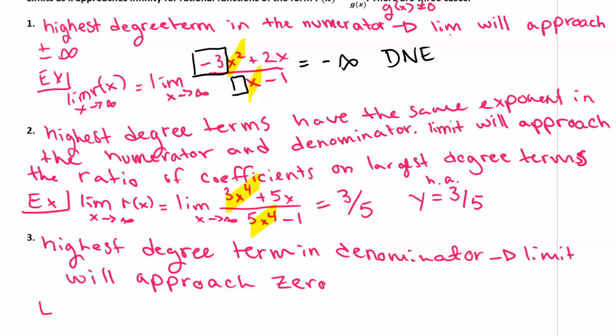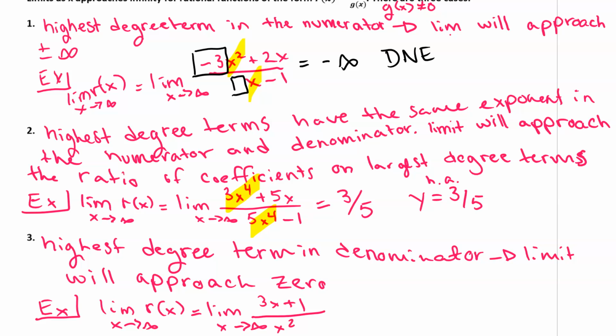So let's think about the limit of r of x as x goes to infinity, where r of x is equal to 3x plus 1 divided by x squared minus 10. Here our largest degree term is in the denominator, right? The numerator has a highest degree term of 1, and the denominator has a highest degree term of 2.